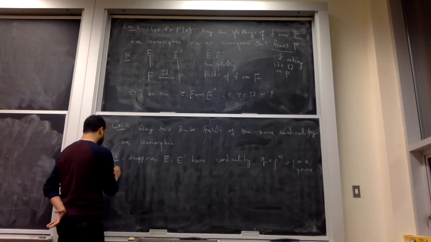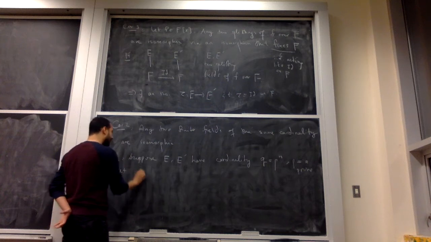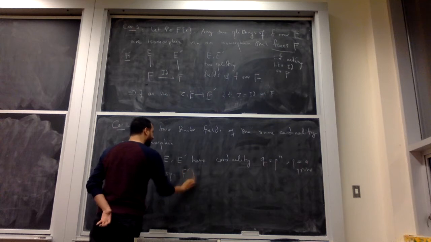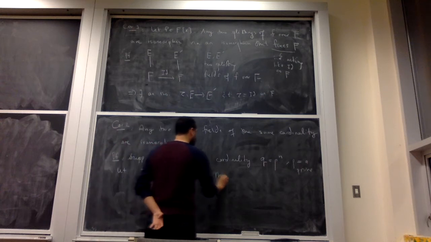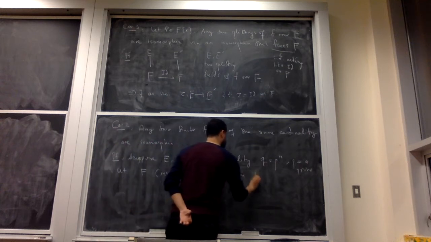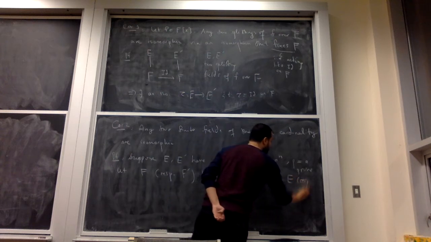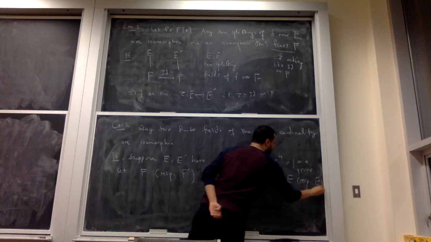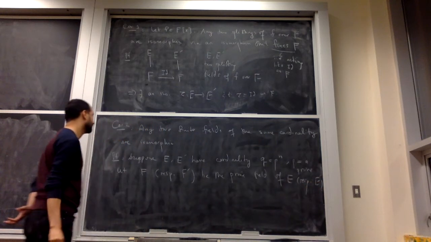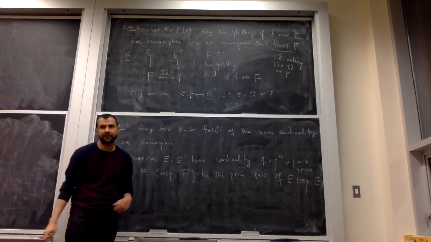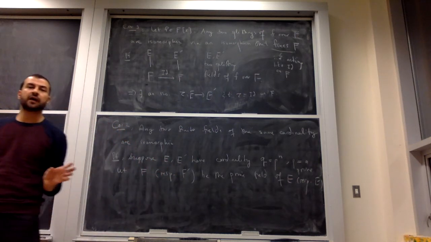Then let F, respectively F prime, be the prime field of E and respectively E prime. So now here's our picture. Remember, the prime field, so these fields have characteristic p. The prime field is a copy of F_p.